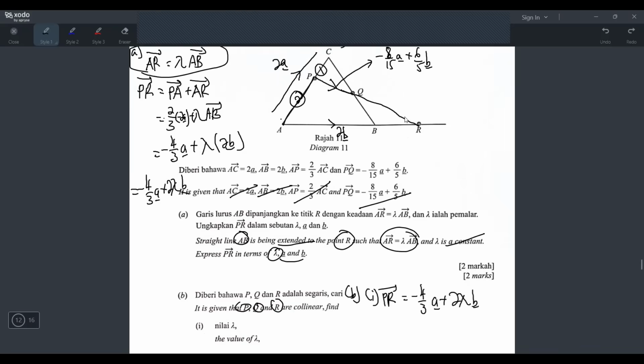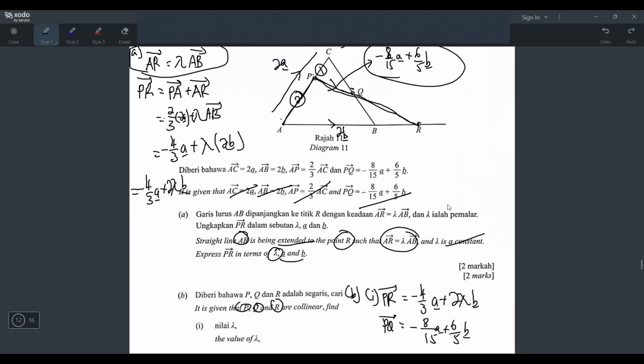Now I need to find another vector that is parallel to PR so that I can take the two vectors and equal to, then sama dengan tapi kena tambah K lah. So can you tell me another vector that is parallel to PR? It can be PQ or it can be QR also can. But if you are smart, you will take PQ because PQ sudah ready already, sudah bagi already. So let's just take PQ, right? So which is negative 8 over 15 plus 6 over 5B.